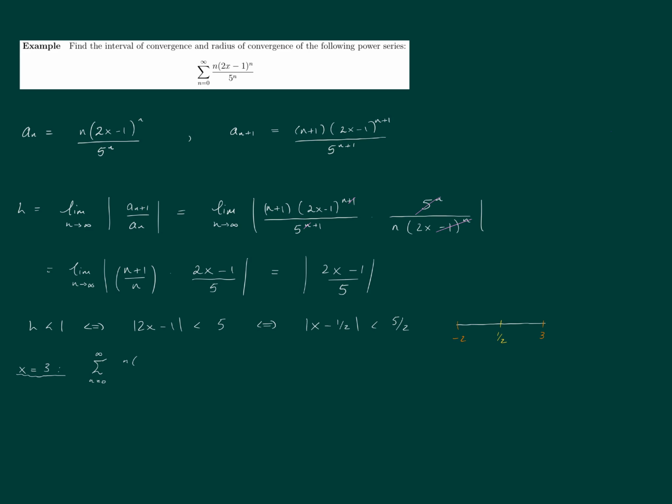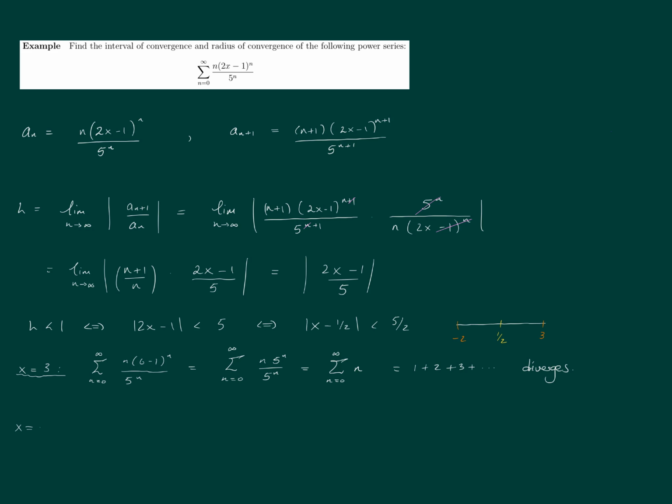So n times (6 - 1)^n over 5^n equals the sum. Well, (6 - 1)^n is just 5^n, so just to write that out, we'll have n times 5^n over 5^n. These 5^n's will cancel, and we'll just get the sum n equals 0 to infinity of n, which is just 0 plus 1 plus 2 plus 3 and so on, which obviously diverges.